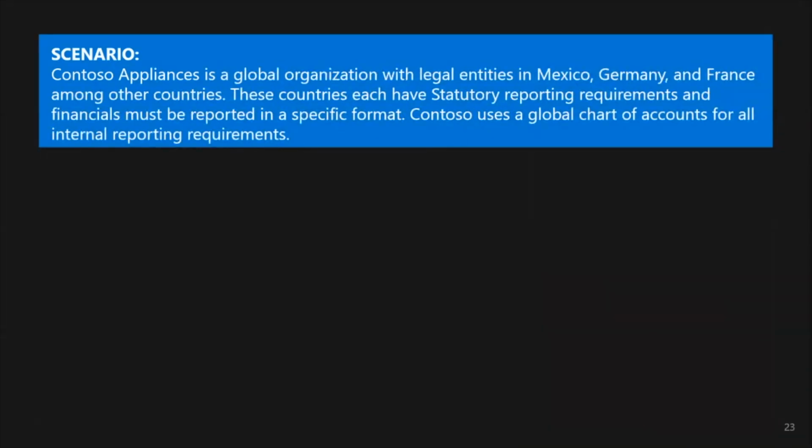Agreed. So our next story is, again, about Contoso Appliances. Forgive us for our lack of creativity here, but Contoso Appliances is a global organization, and they've got legal entities in Mexico, Germany, and France, among other countries. And each of these countries have statutory reporting requirements, and the financials need to be reported in a specific format. Contoso uses a global chart of accounts for all of their internal reporting requirements. How should we meet these statutory reporting requirements, Eric?